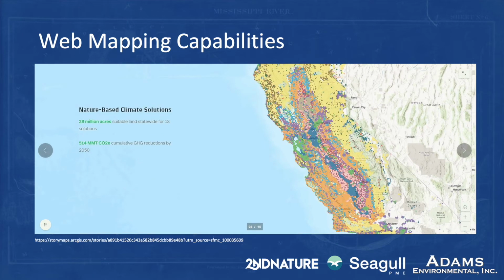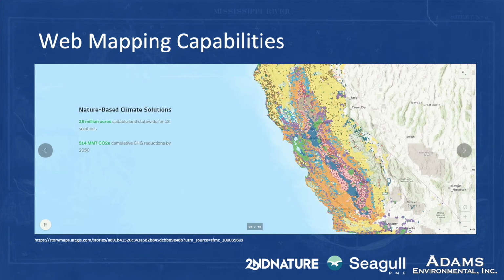Another exciting avenue that the GIS world has been moving to is web-based mapping. What you see here is what's called a story map. This one was made by the Nature Conservancy, but when the user clicks right or left, they can scroll through these different maps showing nature-based climate solutions and what they do and how they're effective.